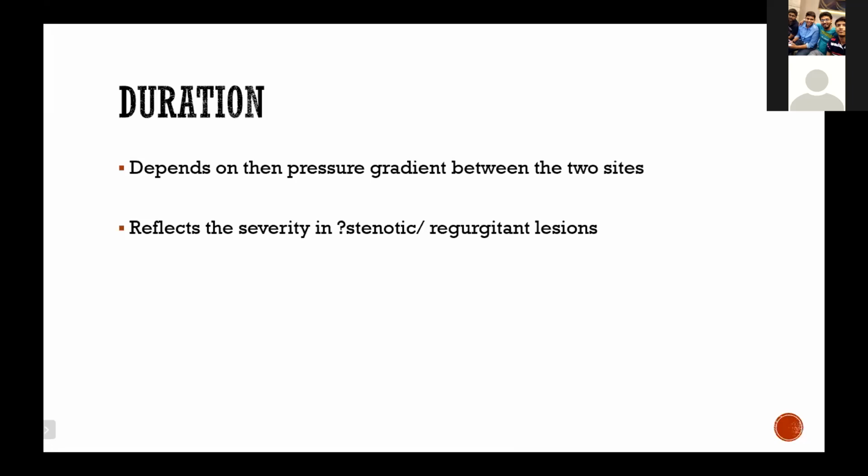Therefore, the duration of a murmur reflects the severity of the disease in stenotic lesions and not in regurgitant lesions. For example, if the stenosis is more severe, it will take a longer time for blood to move across that stenotic valve. So a longer duration of the murmur indicates that the stenosis is more severe. But that kind of relation is not true in the case of a regurgitant lesion.